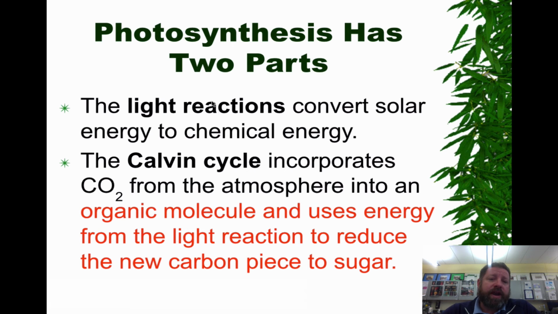So in the first reaction, think of this as like the electron transport chain. The light reaction is taking light energy and converting it to chemical energy, which in the case that we can use is ATP. So it's going to convert light into ATP. The Calvin cycle then uses that ATP to smash CO2 and water together to get organic compounds.